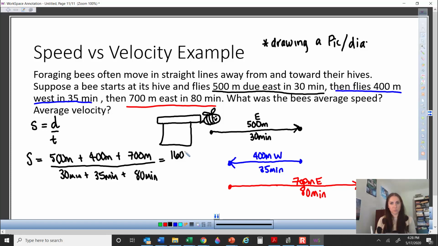1600 meters. Now I'm going to do 35 plus 30 plus 80, and that's 145 minutes. So speed will be 1600 divided by 145. So this becomes 11.03 meters per minute.